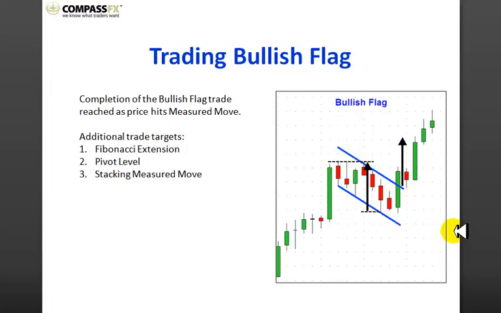Now in the event that the market makes its move up and goes beyond that second target of ours, which is the measured move, there are about 3 different things you can do to stay in the trade and look for additional targets. That would be a Fibonacci extension, a pivot level, or stacking another measured move, simply taking this original distance and stacking it on top of the previous measured move that we had.